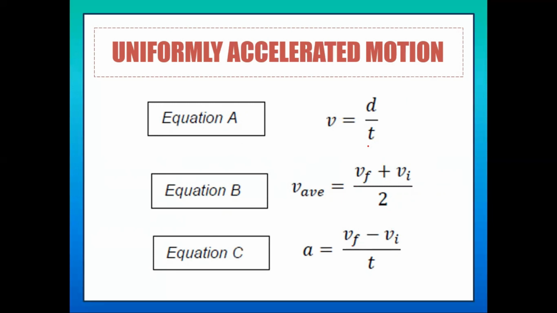Now, the first step that we have to do is to find out how displacement changes with time when an object is uniformly accelerated. So to do that, let us use equation A and rearrange it. Rearrange equation A. Our equation A is your velocity. V is equal to d over t. So we have to rearrange it for d.